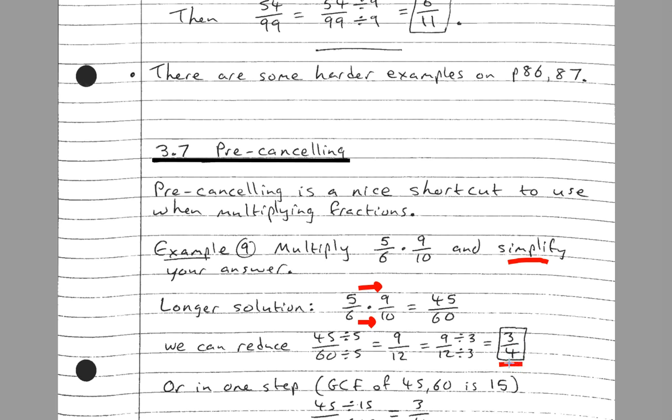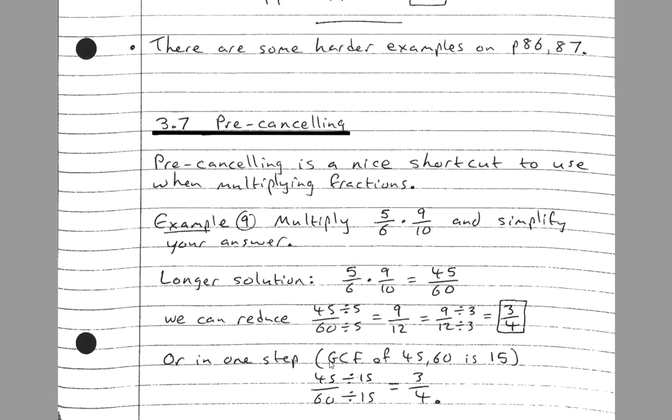4 breaks down as 2 times 2, but there are no 2's in the top. So this is the answer, 3/4. Yeah, we simplified this in 2 steps, but we could have used 1 step.